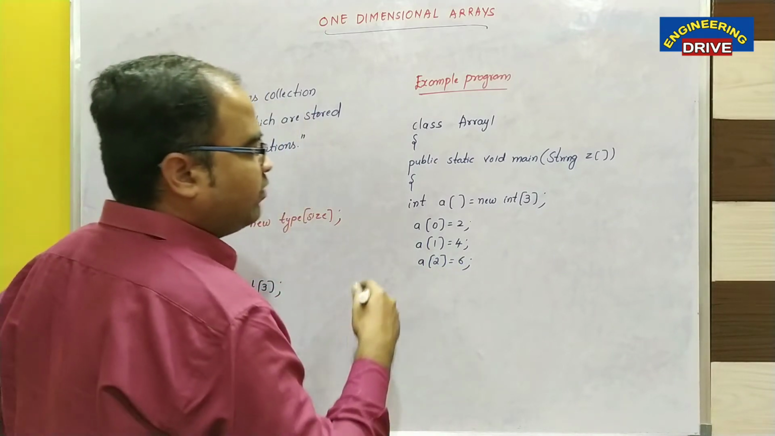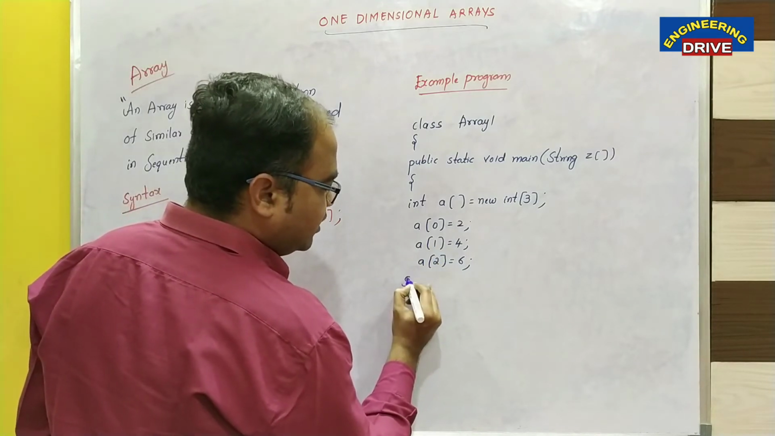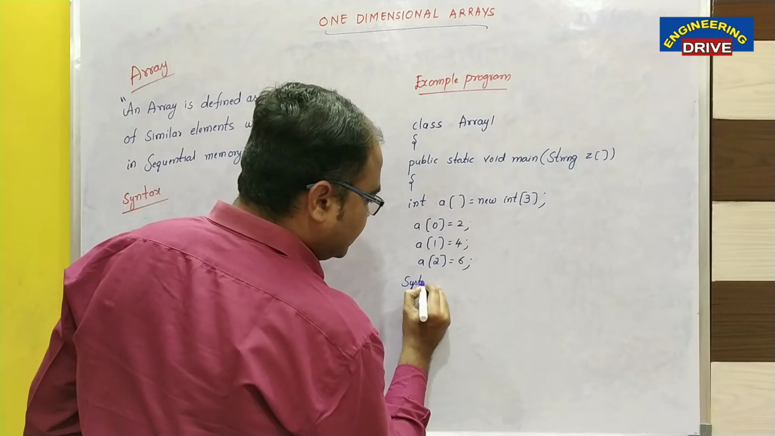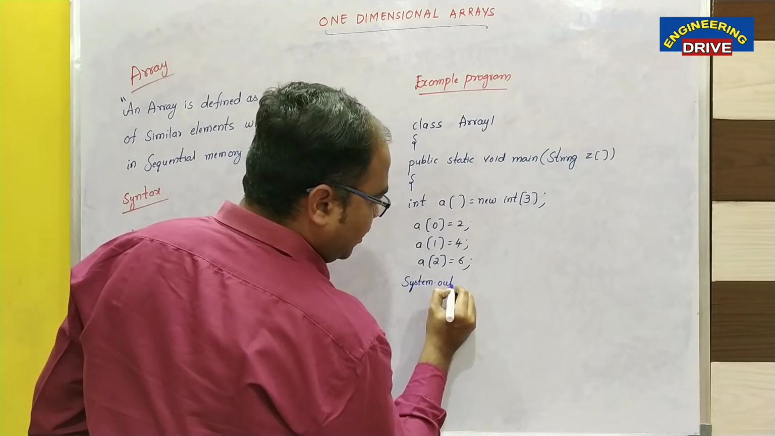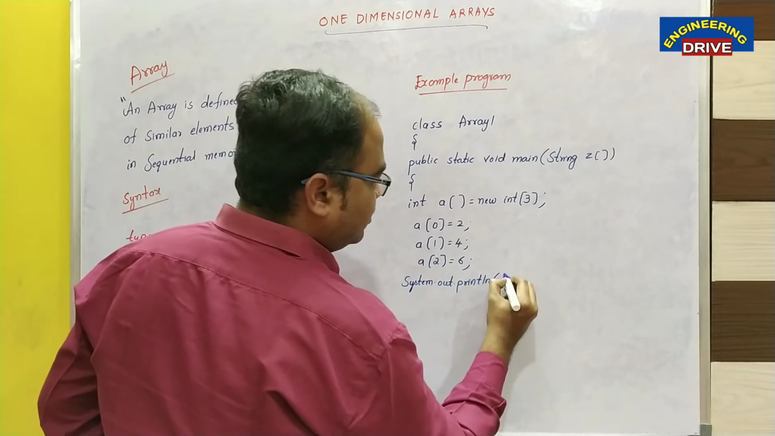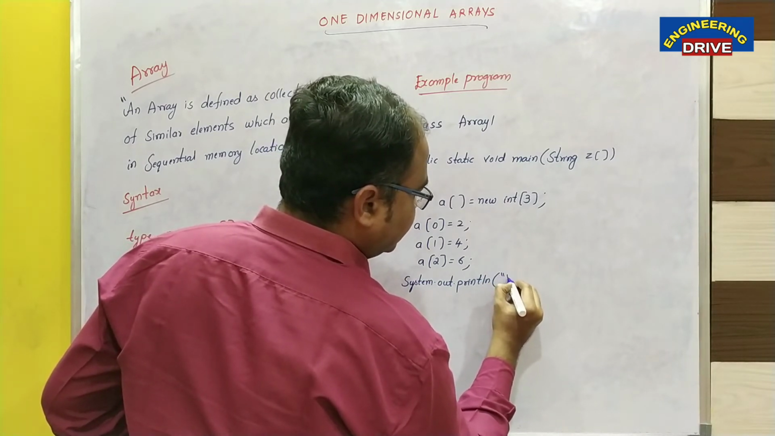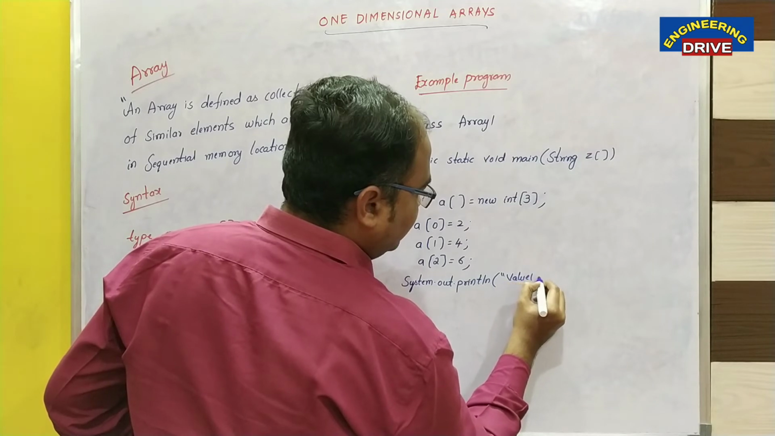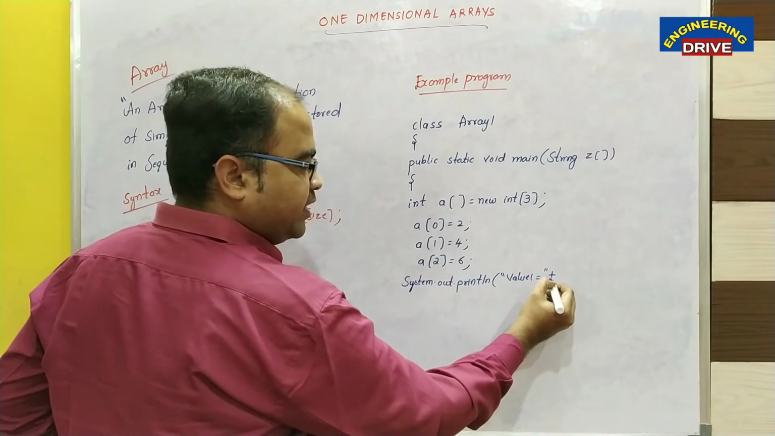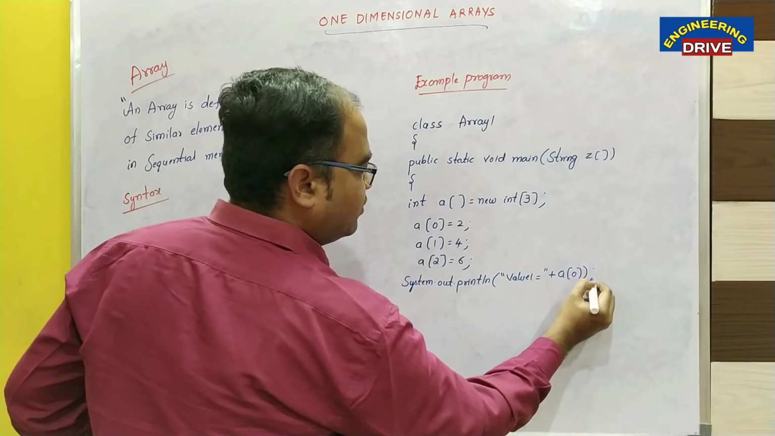Is it right? Now I want to display these 3 elements of the array. So which function will we use in Java? The println function, which is available in the System class: System.out.println. First I want to display the first value, that is a[0]. So in double quotations, "value 1 is equal to ", close the quotations, plus, the operator which is the concatenation operator in Java, plus the array element name, a[0].